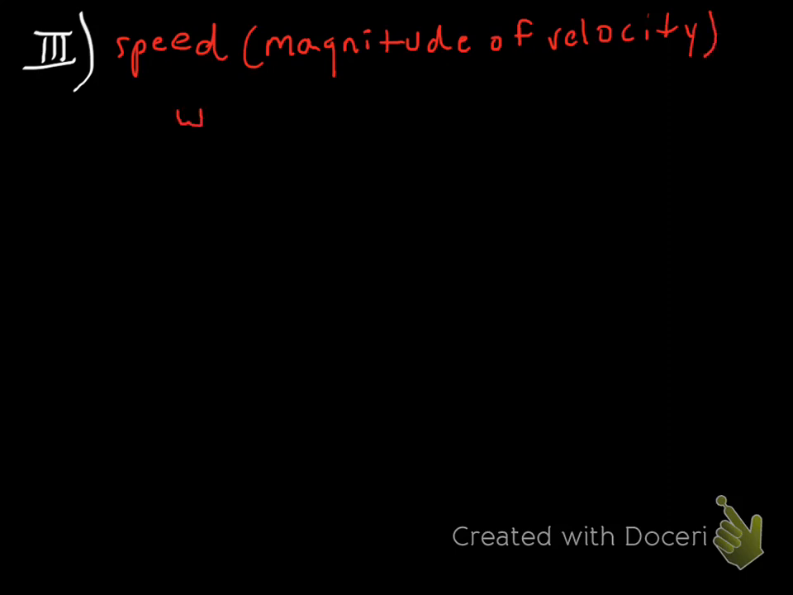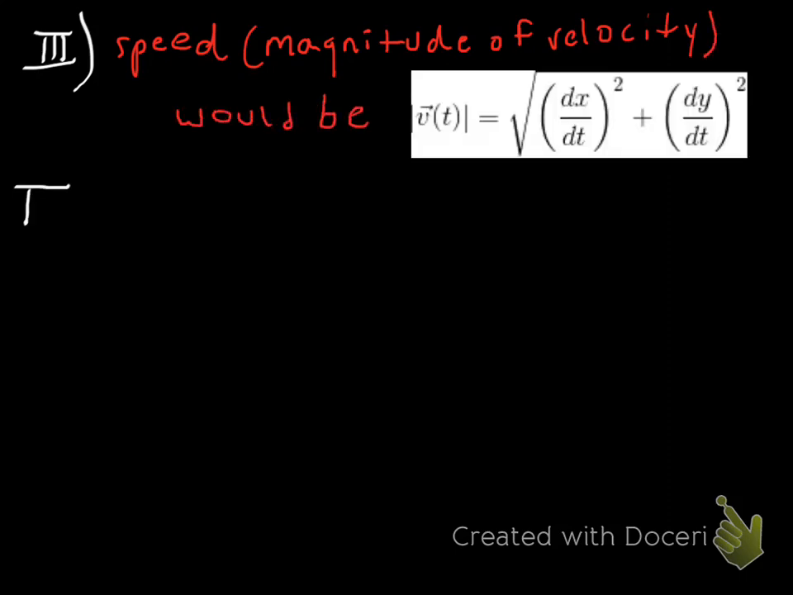So now let's look at the third thing we could do, which is speed, or the speed is the magnitude of velocity. And in this case, the speed would be the square root of dx dt squared plus dy dt squared. And that's simply something that just needs to be known. And in addition, we can find, fourth, the position vector of the particle.